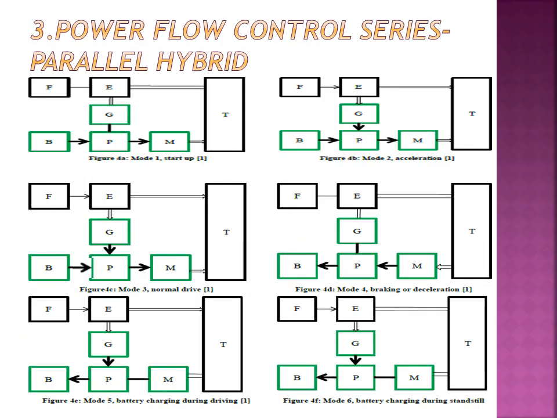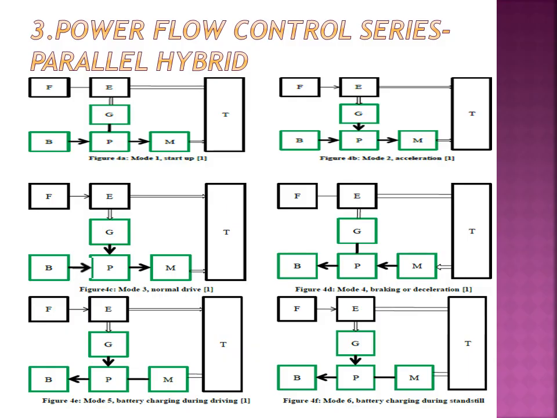The third one is power flow control in series parallel hybrid. The series parallel hybrid system involves the features of series and parallel hybrid systems. Hence, a number of operation modes are feasible. Therefore, these hybrid systems are classified into two categories, that is, IC dominated and electric motor dominated.